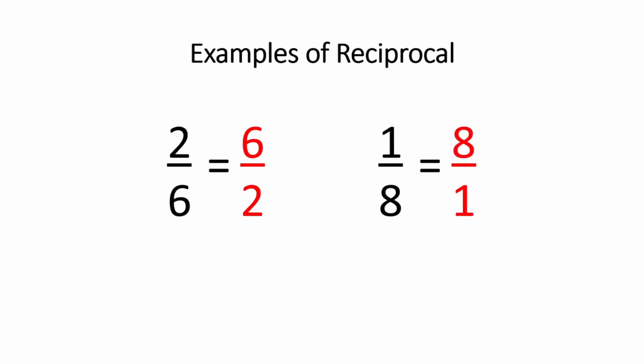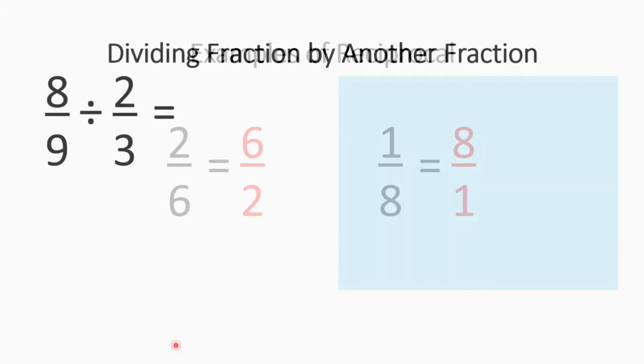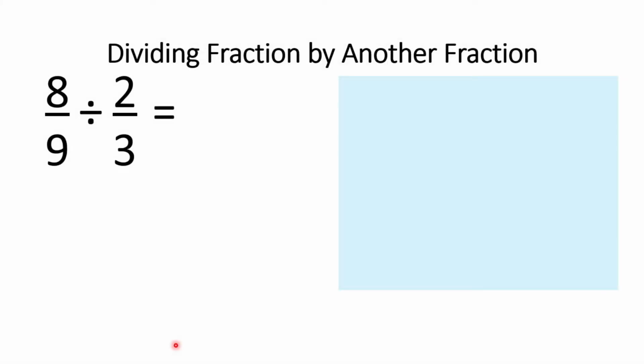We have 2 over 6. It will be 6 over 2. Another example is 1 over 8. It will be 8 over 1. It simply means pinagbabaliktad lang natin yung numerator at denominator. Yun po ang reciprocal. Let's have the first part of this video by dividing a fraction by another fraction.